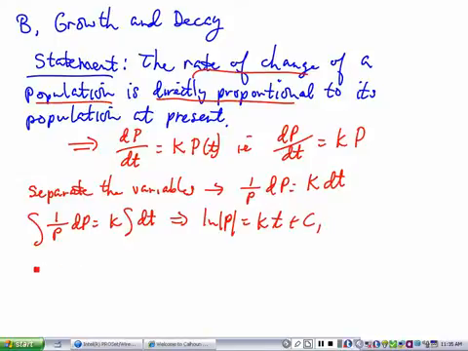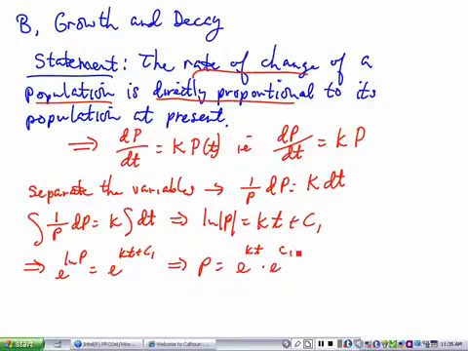Exponentiate both sides. So this implies that we have e to the natural log of p is equal to e to the kt plus c sub 1. And this is implying the left side is just P is equal to e to the kt times e to the c sub 1. Just use laws of exponents to break that down. Let capital C equal e to the c sub 1. So we got it. So this implies that P is equal to C times e to the kt.